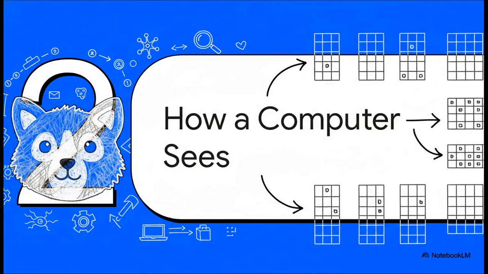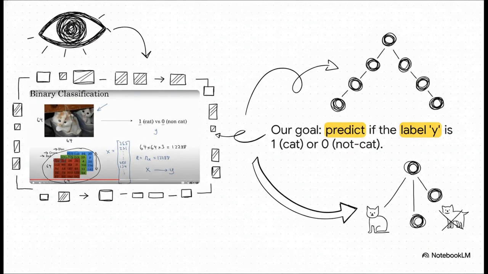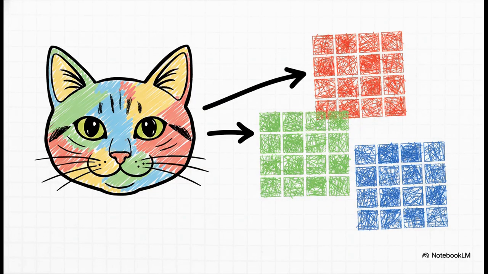Okay, so let's get down to the really cool part. How does a computer actually see this image? How does it perform that magic trick of turning pixels into numbers that it can work with? So let's reset. Our main goal is to take an input, the picture of the cat, and train a machine to predict the correct output, which we're going to call Y. And Y can only be one of two things. 1 for cat, 0 for not cat. That's it.